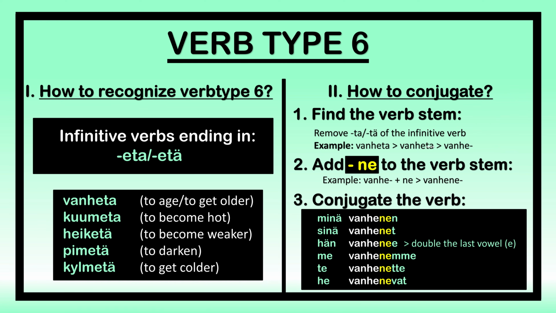Minä vanhenen, I get older. Sinä vanhenet, you get older. Hän vanhenee means he or she gets older. Again, here we have to double the last vowel. Me vanhenemme means we get older. Te vanhenette means you get older, plural. And he vanhenevat means they get older.